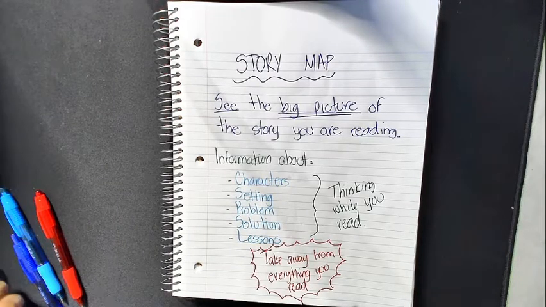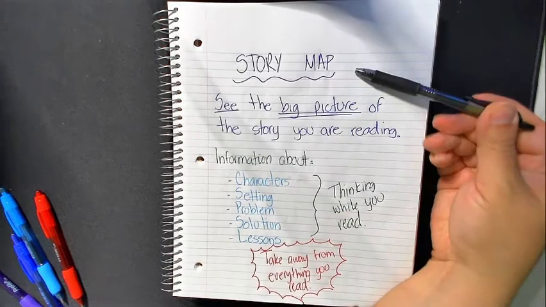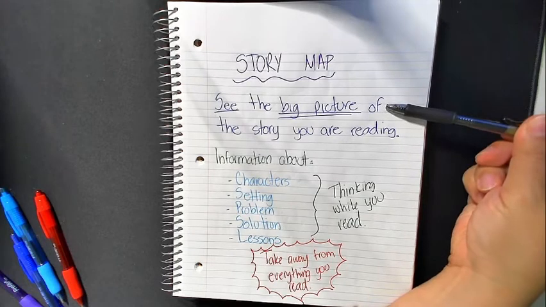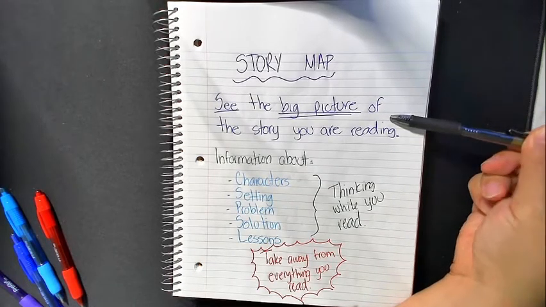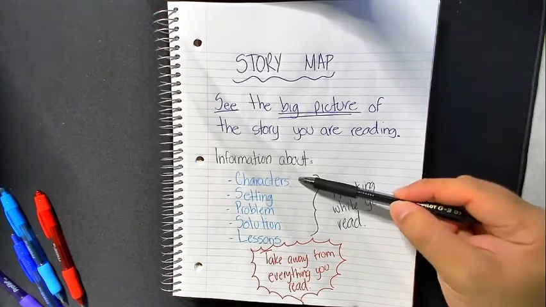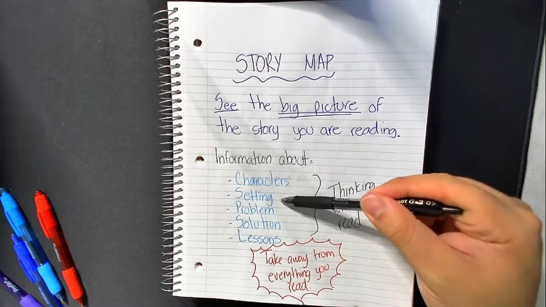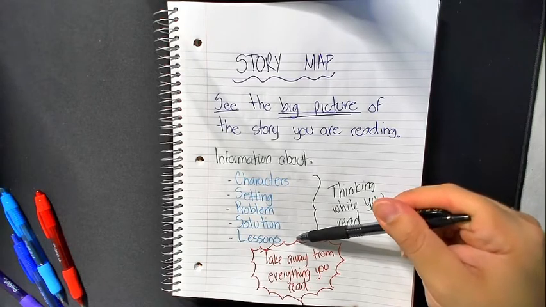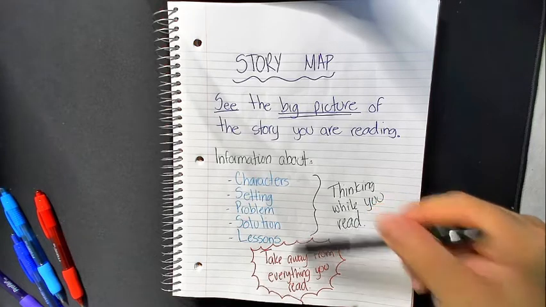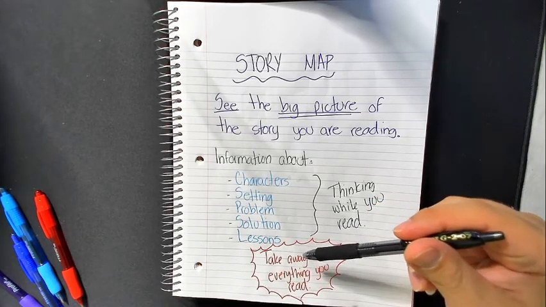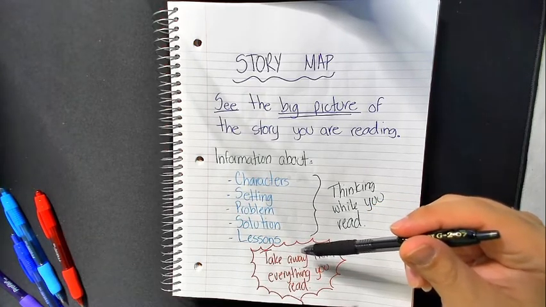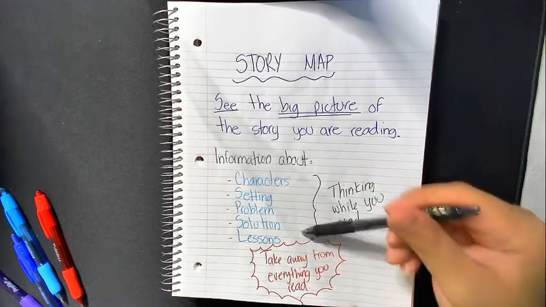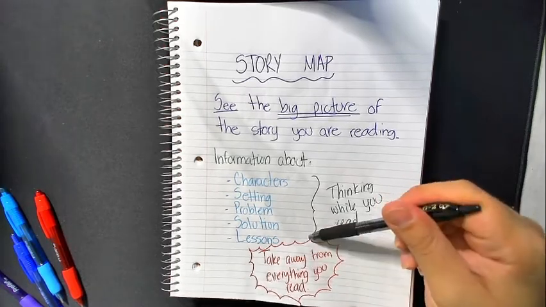So now let's go ahead and do a quick review on this. A story map is going to help you see the big picture of the story you're reading. With a story map, you will have information on the characters, setting, problem, solution, and there will be lessons. Maybe 1, maybe 2, maybe 3. It depends on what you're reading. And remember, the lessons I learn might be a little bit different than the lessons you're learning. That's okay. As long as we have takeaway moments or lessons, that's what's important.